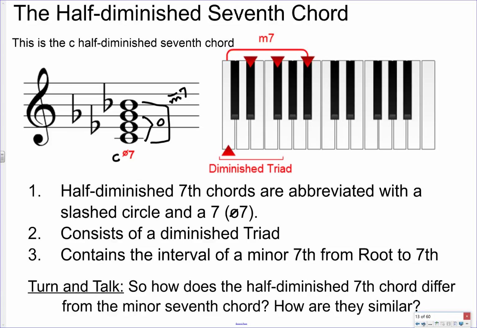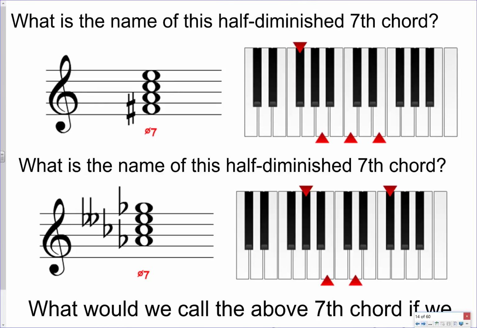So now, on the next frame, please tell me the name of this half-diminished seventh chord. There's two examples. Notice the slash through the circle, so we know it's half-diminished. The name of the first one would be the F sharp half-diminished seventh, because F sharp is the root. And this next one would be the A flat half-diminished 7th.